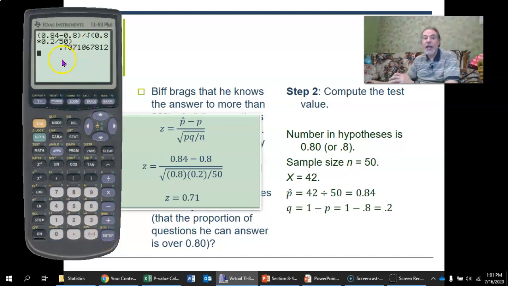And when I hit enter, that comes up as 0.7071 something. So that's our z, that's our test value. If I round it to 2 decimal places, it's 0.71.